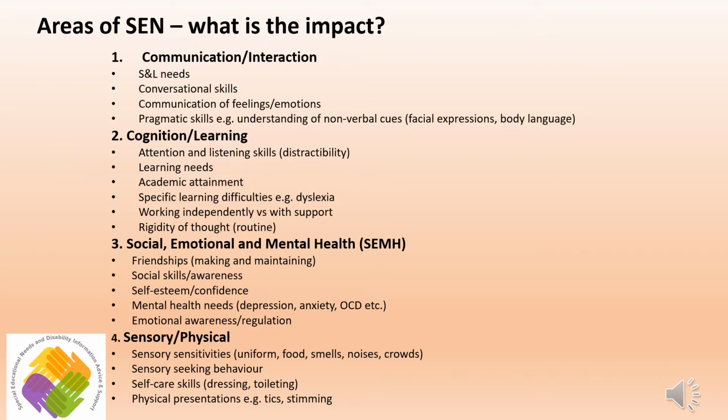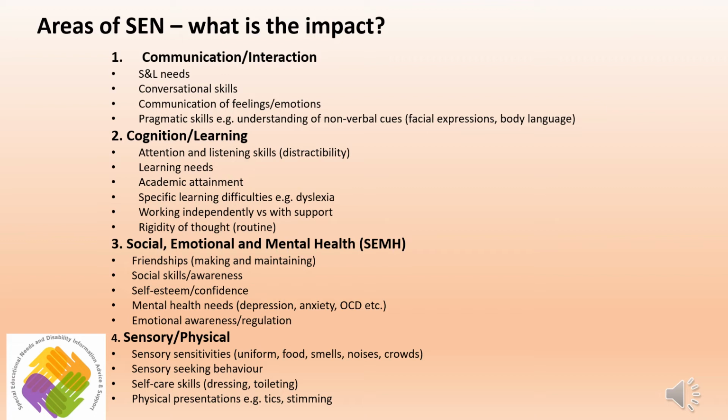A way you can frame this answer is by splitting your responses into the 4 main areas of need. Those are 1. Communication and interaction, 2. Cognition and learning, 3. Social, emotional, mental health, or SEMH, and 4. Sensory and physical. Sometimes this helps guide your thoughts a bit more and is a clear, structured way to list your child or young person's SEN.